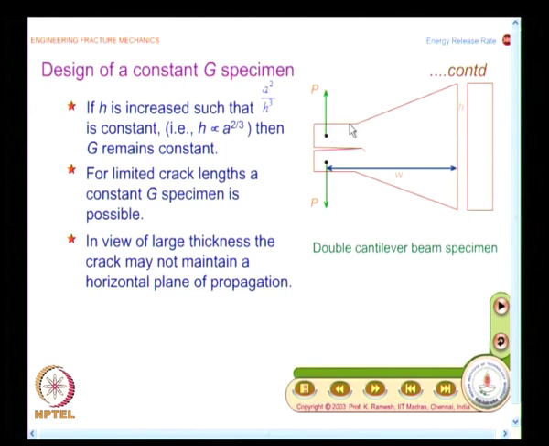So, the specimen is shown like this, slightly different from what you had seen. I have a place where I can apply the load and the specimen is like this. In practice, this appears to be very close to a straight line.